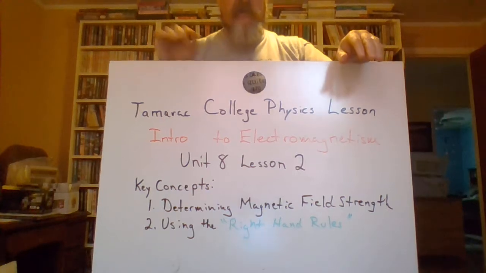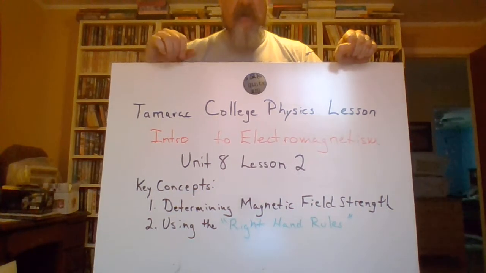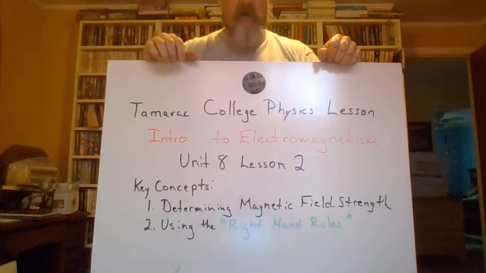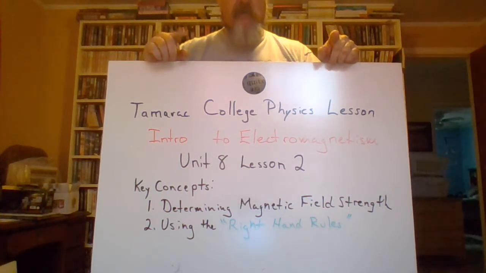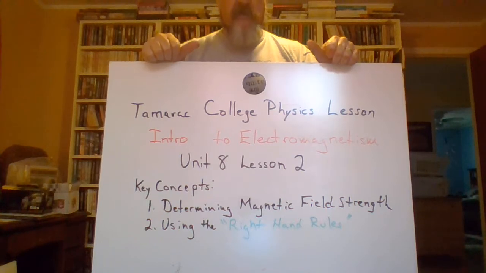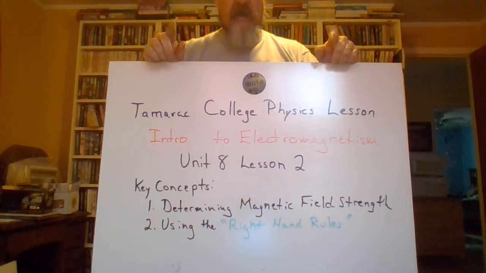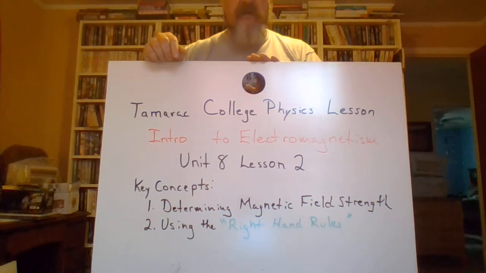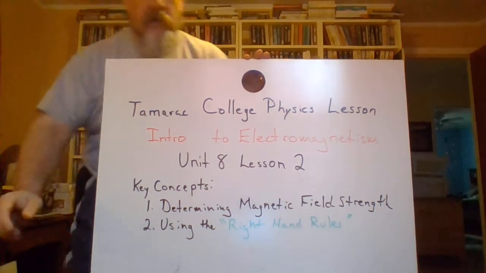This is for the college physics class, and this is my lesson on an introduction to electromagnetism. If you look on the school website, this is Unit 8, Lesson 2. Key concepts for this particular lesson are determining magnetic field strength and using the right hand rules as we explore electromagnetism. Okay, so here we go.